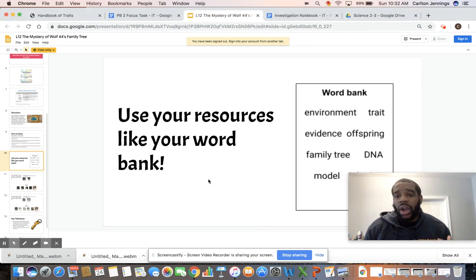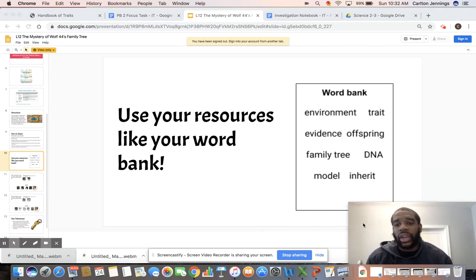We saw our word bank, some of the different vocabulary words we've been learning about: environment, trait, evidence, offspring, family tree, DNA, model, inherit. These are all words that could have been used for us to understand which of these families Wolf 44 comes from, either the Elk Mountain pack or the Bison family pack.